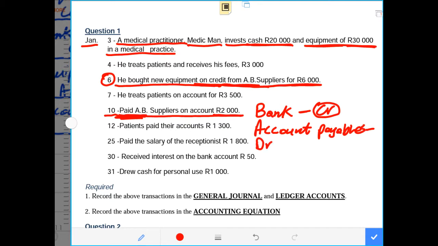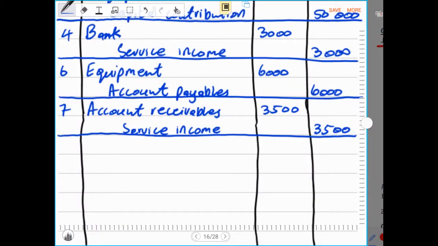So now that means our liabilities will decrease on the debit side, while our bank will also be decreasing on the credit side because the bank is an asset. Because money went out, our bank will decrease and account payables will also be decreasing. That was on the 10th day.